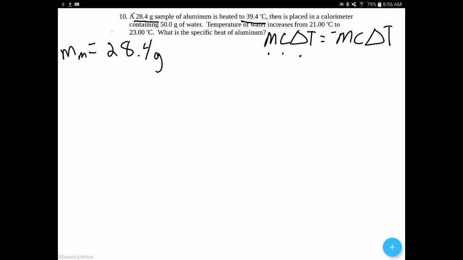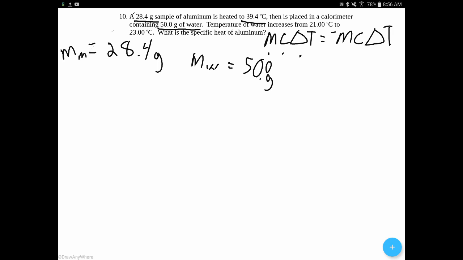Next, the sample of aluminum is heated to 39 degrees Celsius. So that is actually the initial temperature, so we're going to hold off to write that down. Then it is placed in a calorimeter containing 50 grams of water. So that is the mass of the water. So that's 50 grams, actually 50.0 grams.